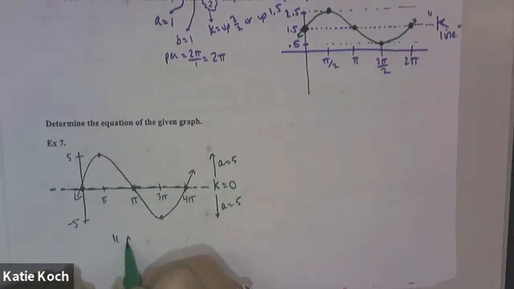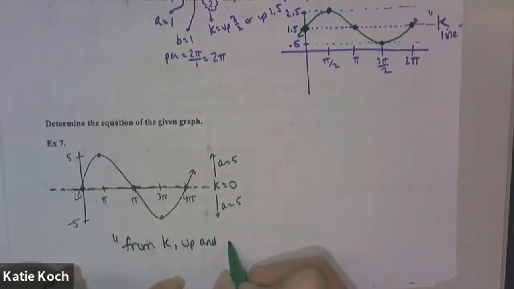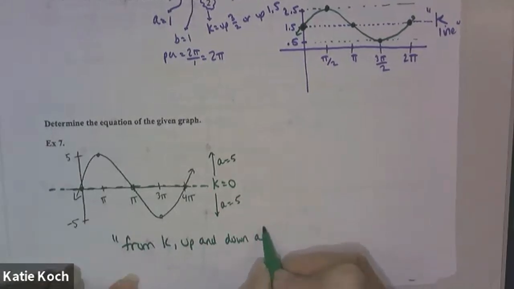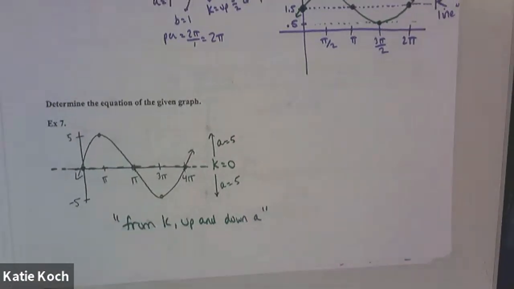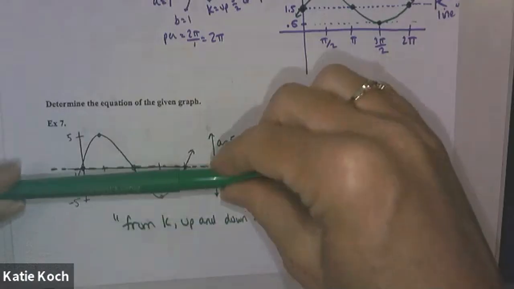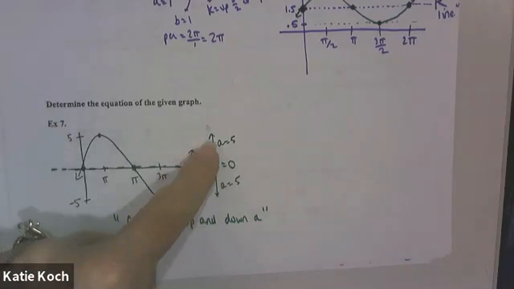I like this saying, from K, I go up and down A. It's my nice little rhyme there. From K, up and down A, from K. So I figure out where is that middle line, so I go up and down the same amount. And I knew that because this was 10 tall, so I had to go up and down 5. Okay, so I've got a K, I've got an A.